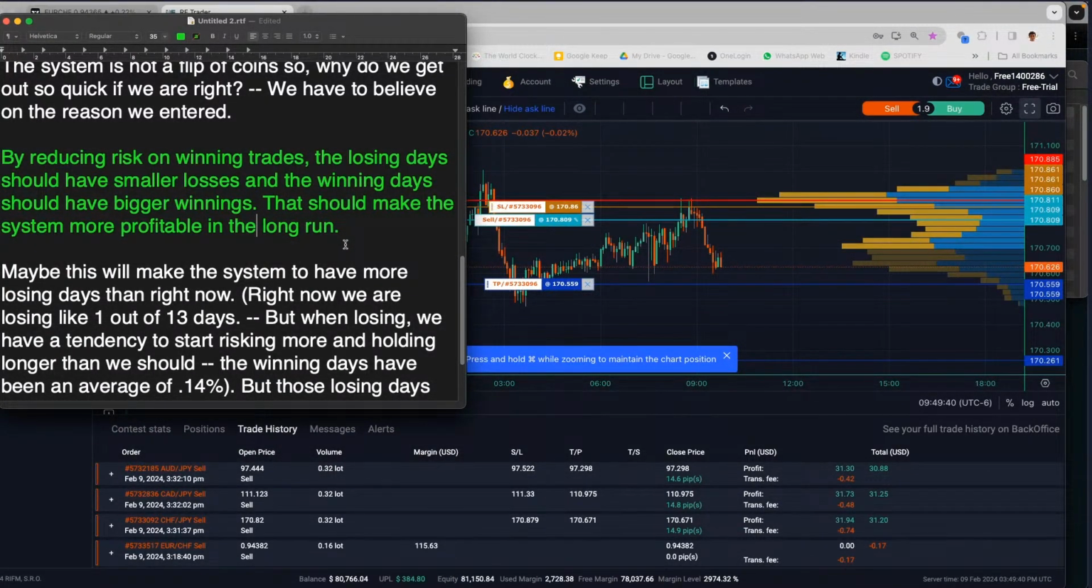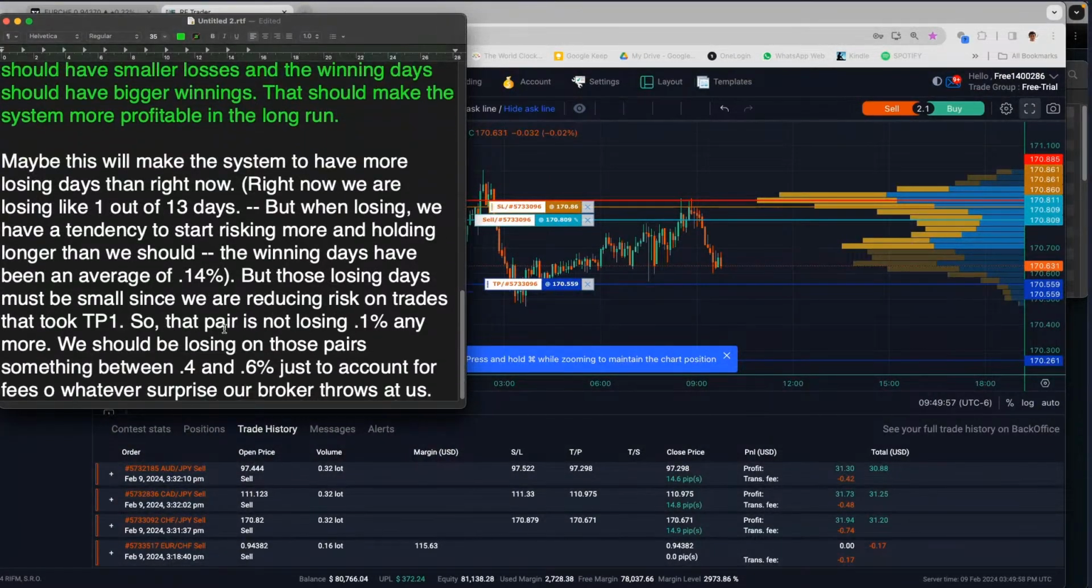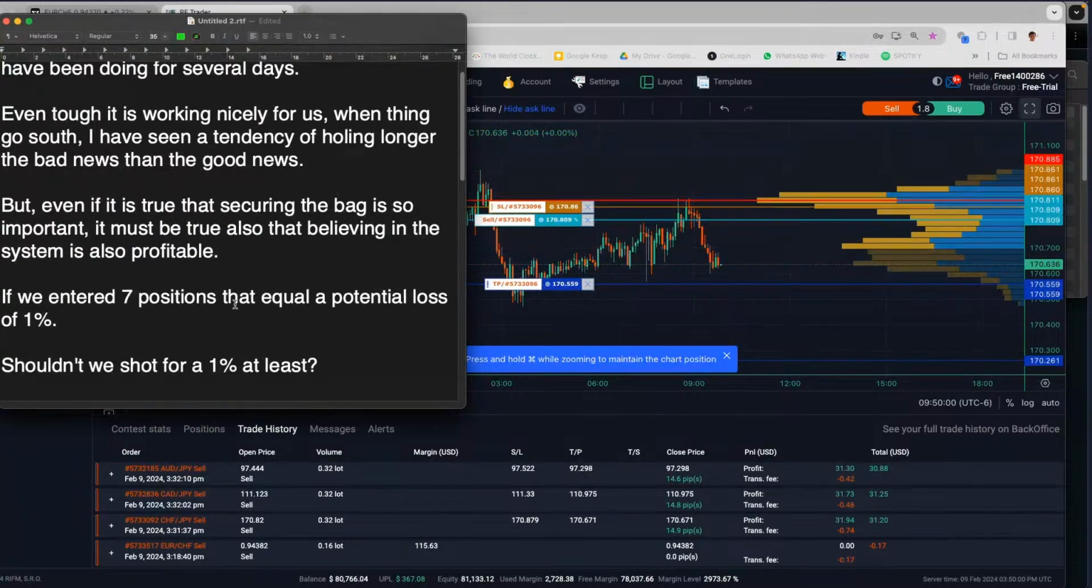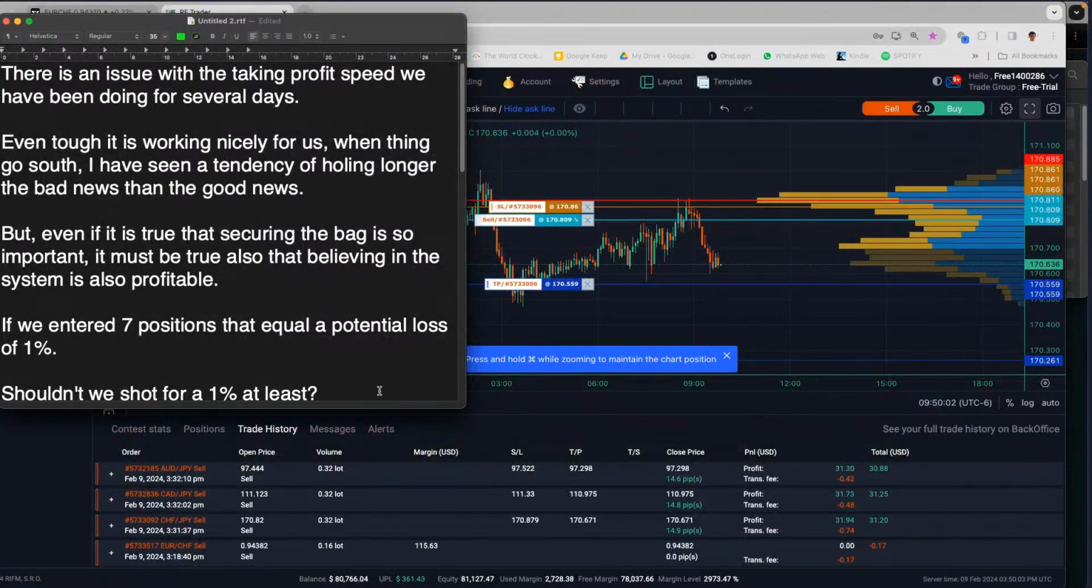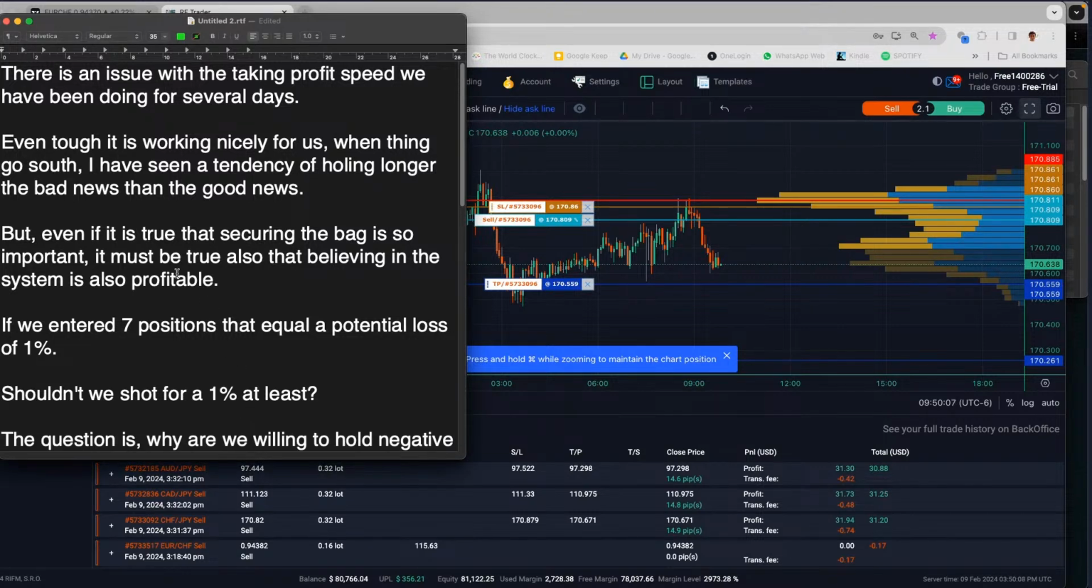By reducing risk on winning trades, the losing days should have smaller losses, and the winning days should have bigger winnings. That should make the system more profitable in the long run. I'm excited to read everything I brought today. I think this is important. So, there is an issue with the taking profit speed we have been doing for several days.